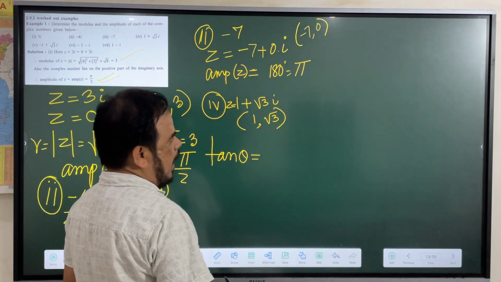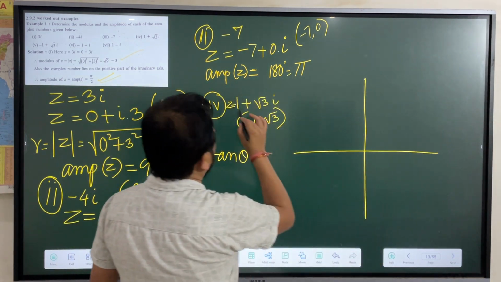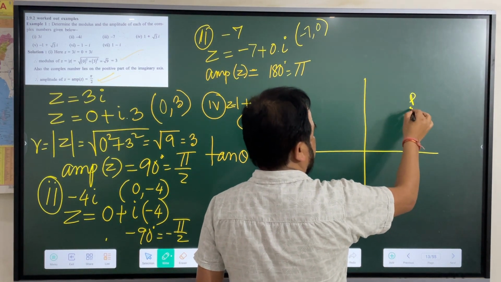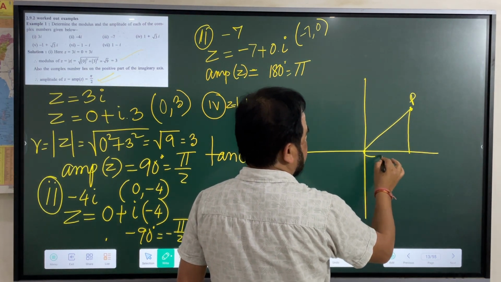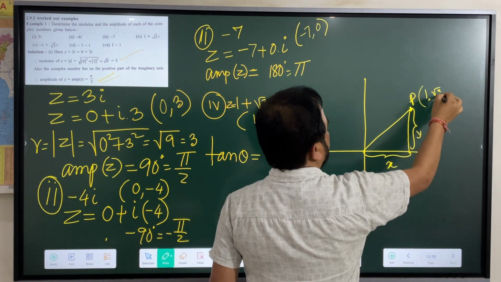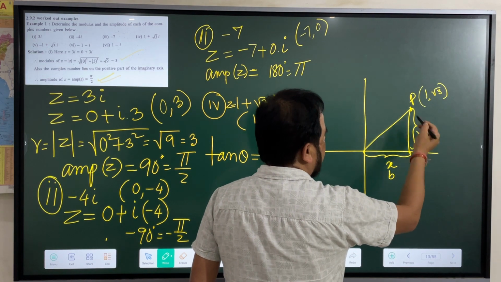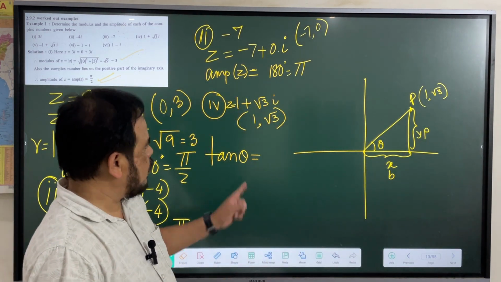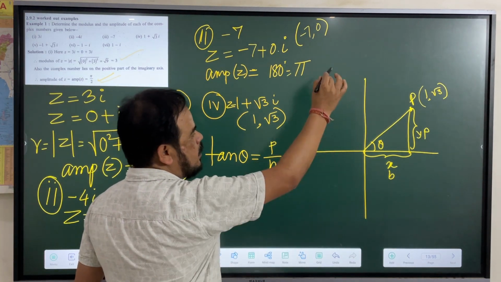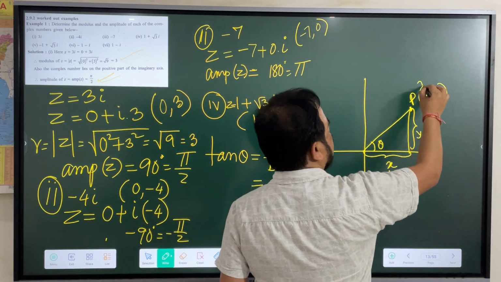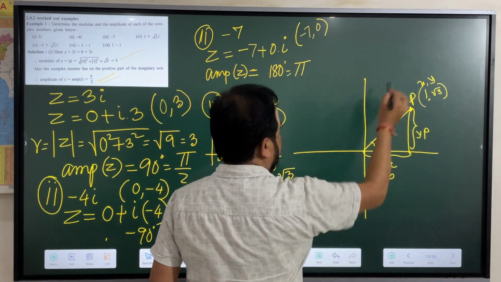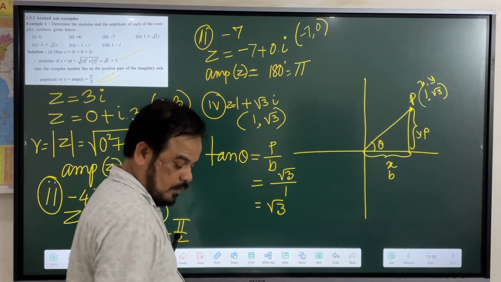Now I will show you in the diagram, then only you will understand. Both positive, so it will surely be in the first quadrant. Let us take this point here. This way, this way, so this is x, this is y, as we know already. 1 comma root 3. This is base, this is perpendicular, this is theta. So tan theta is P by B. P is y. Y how much? X comma y, y is root 3. Base is x. X is how much? 1. So root 3 by 1.